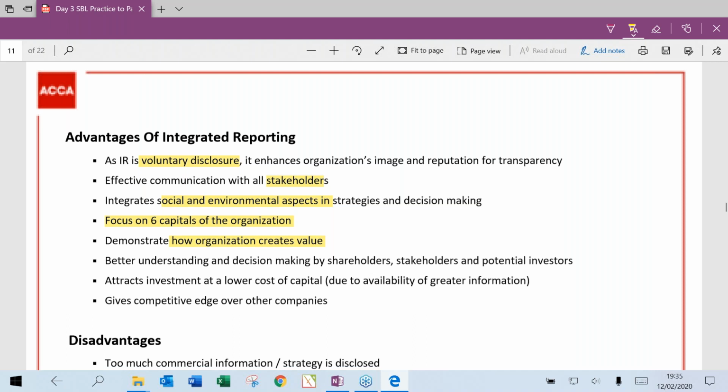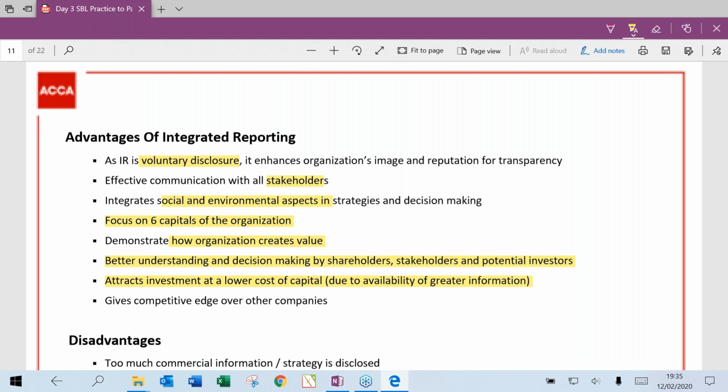Better understanding, so better understanding and decision making by shareholders, stakeholders, and potential investors. Obviously, if these guys have better information, it will help them take good decisions, and because of that it may attract investment at a lower cost of capital due to availability of better information. And in the last, it might give a competitive edge over other companies. So a lot of benefits of integrated reporting. You might have to remember at least 4 of them.